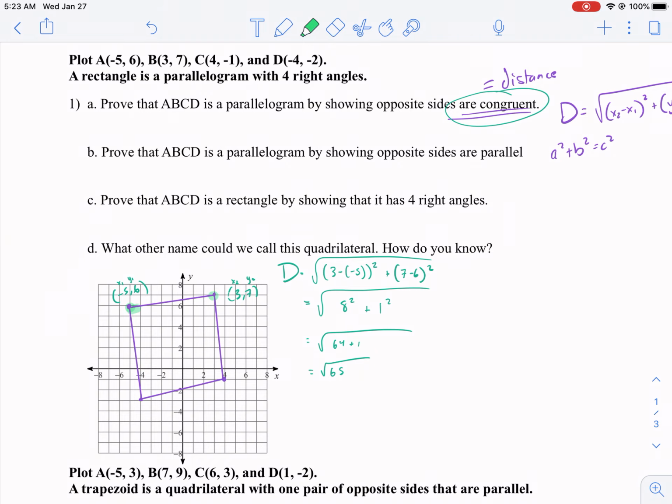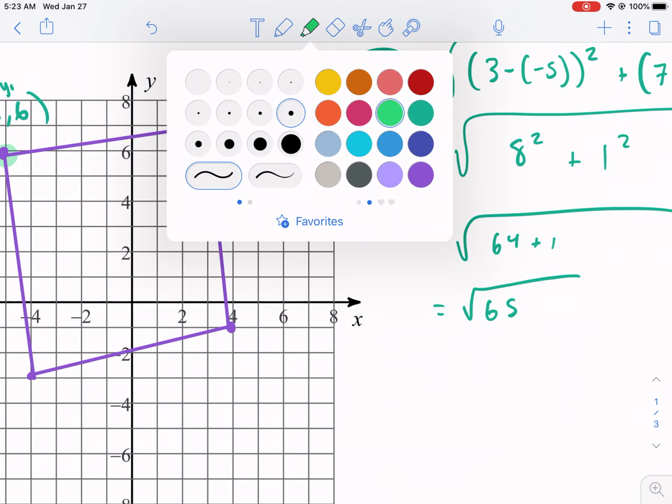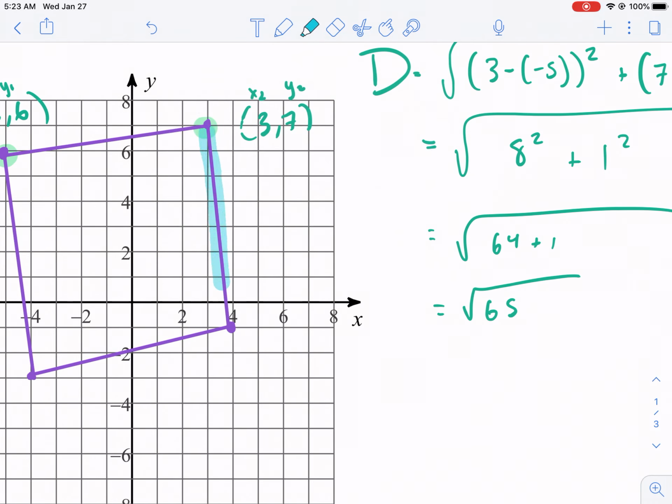So we took a look at this side. Now we're going to take a look at this next side. And you can pick any. I'm just deciding to go with this blue side right here. Let me make that a little straighter.